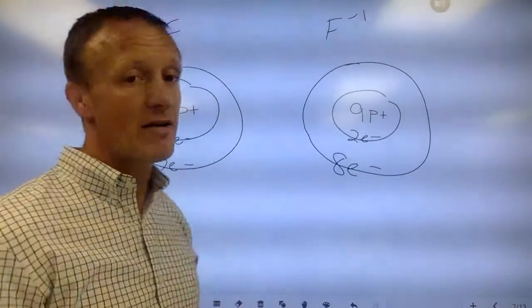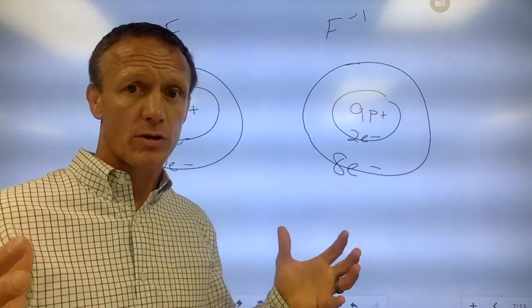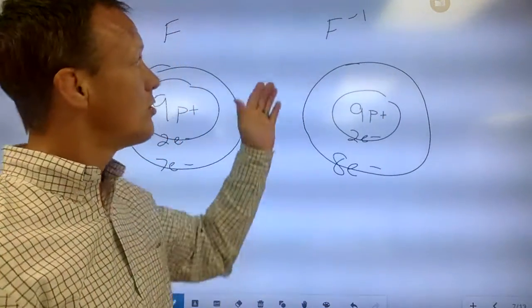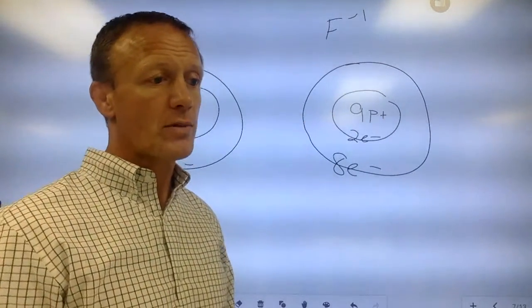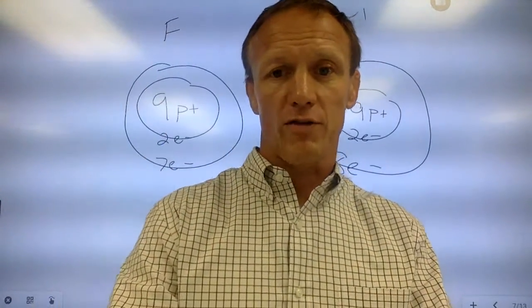So when elements become negative, they actually get a little bit larger. Positive, they get way smaller. They become negative, they get just a little bit larger. That's all it is for ionic radius.